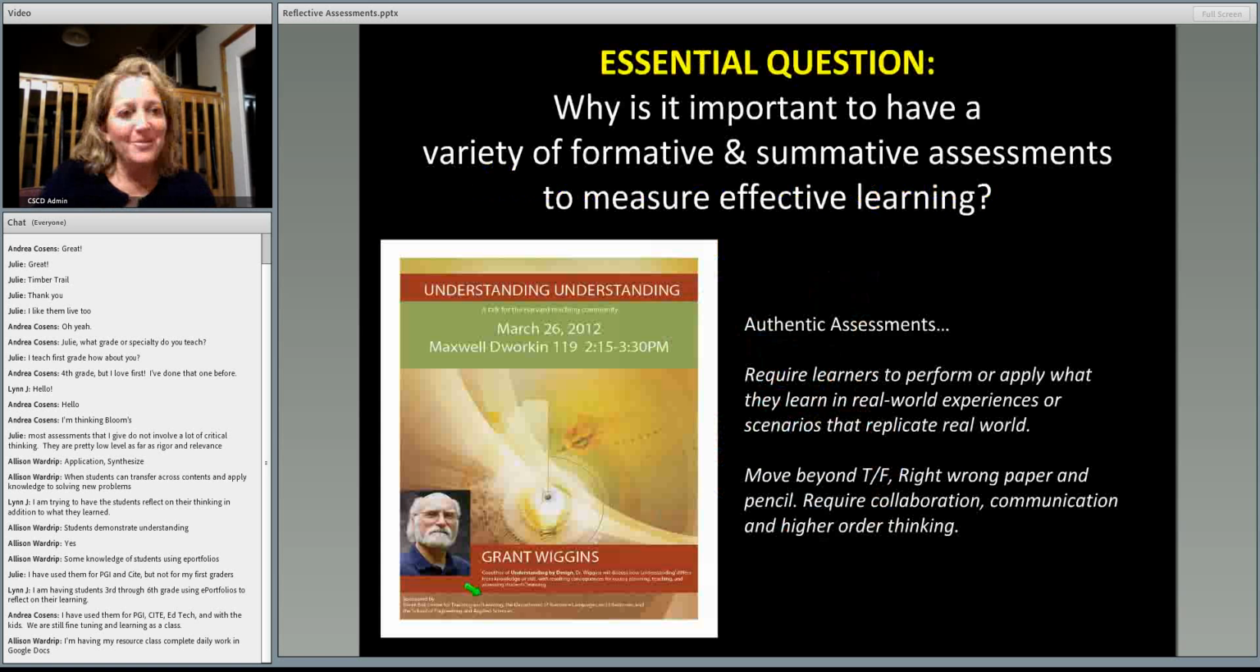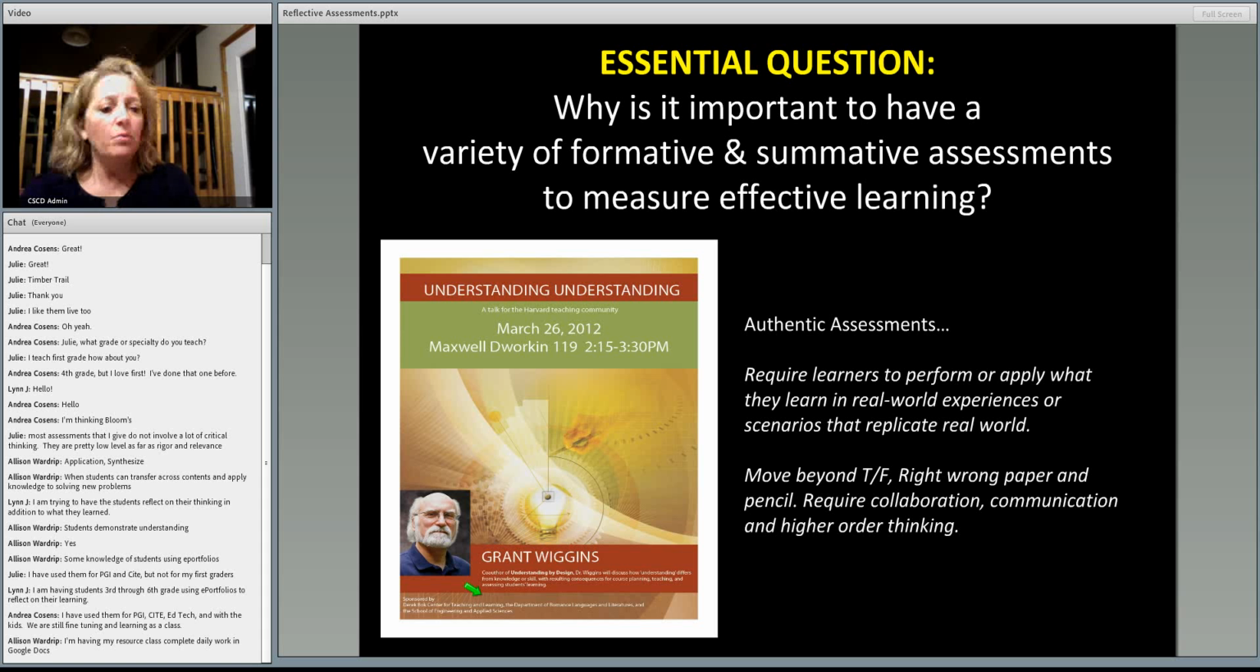All right, well, I think we're ready to get started. Thank you for thinking deeply about our enduring understanding. Our essential question for this evening is, why is it important to have a variety of formative and summative assessments to measure effective learning? And I think this really goes to what we're trying to create with a balanced assessment system in the district. And I'm going to go back to, I think it was Julie who mentioned about the assessments that we use in our classes can often be the more formative, what do you understand and how do I know what level of thinking you're at.